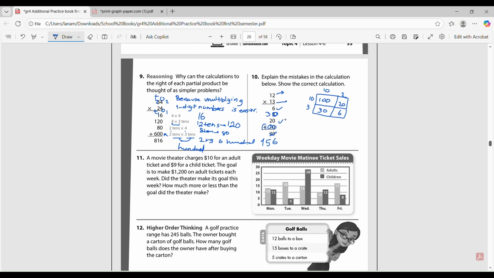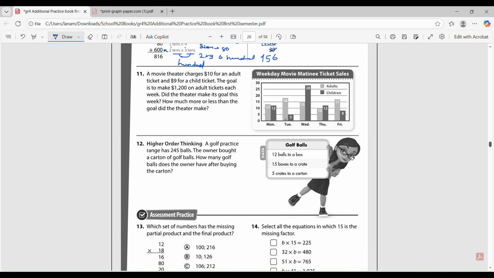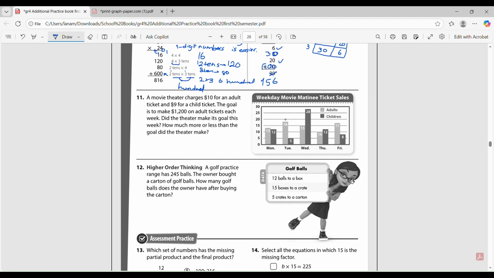Now let's do exercise 11. A movie theater charges $10 for an adult ticket and $9 for a child ticket. The goal is to make $1,200 on adult tickets each week. Did the theater make its goal this week? How much more or less than the goal did the theater make?